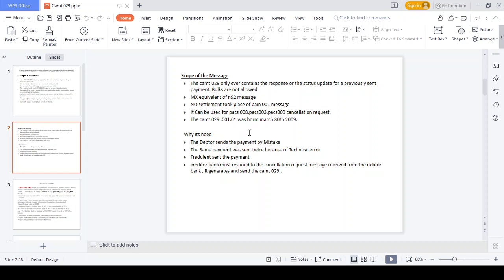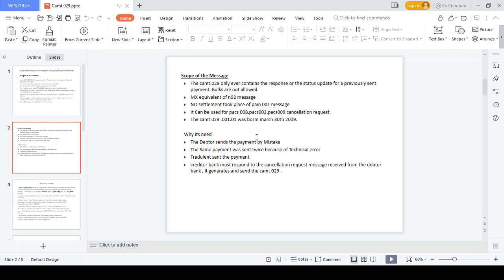Camt.029 was born on 13th March 2009. Why, and what are the scenarios? The camt.029 message is initiated from the beneficiary bank to the sender bank. Suppose I am a debtor and I think I sent the payment wrongly. At that time I initiate camt.056 and get a response from either camt.029 or pacs.004. Or the same payment has been sent twice, or there is a technical error. At that time camt.029 should be initiated.